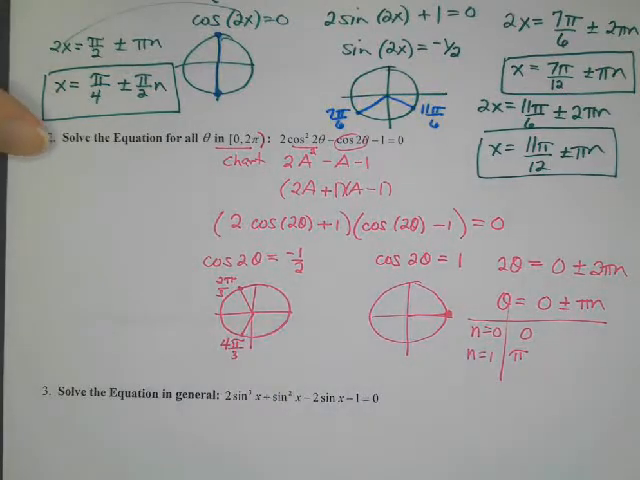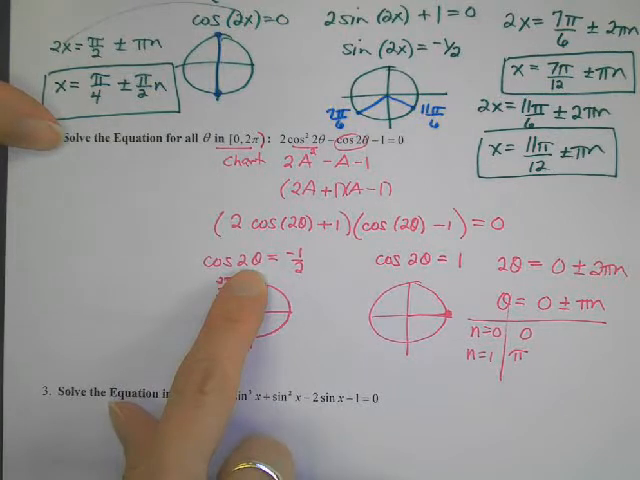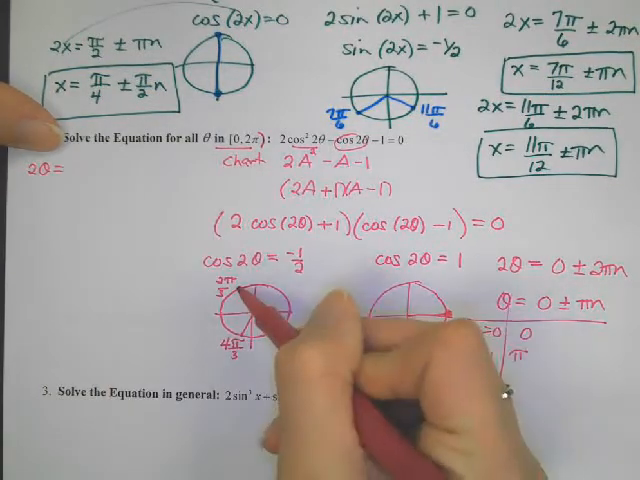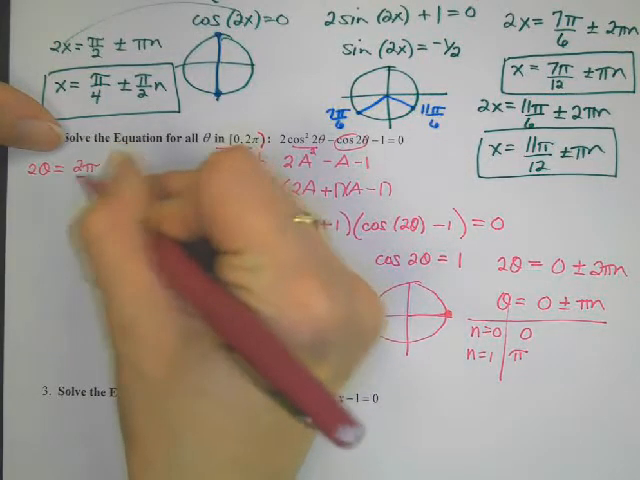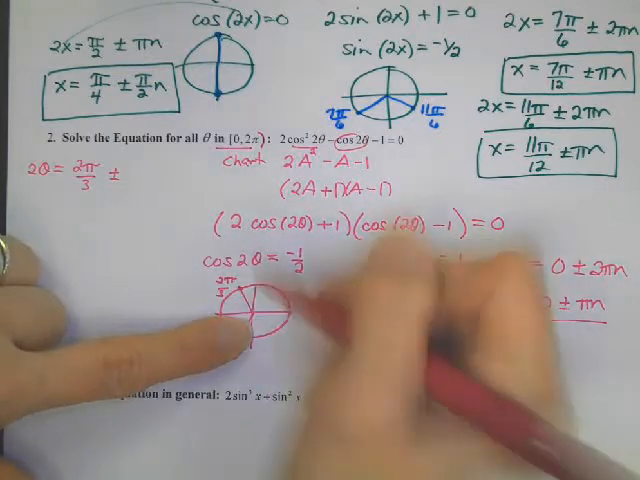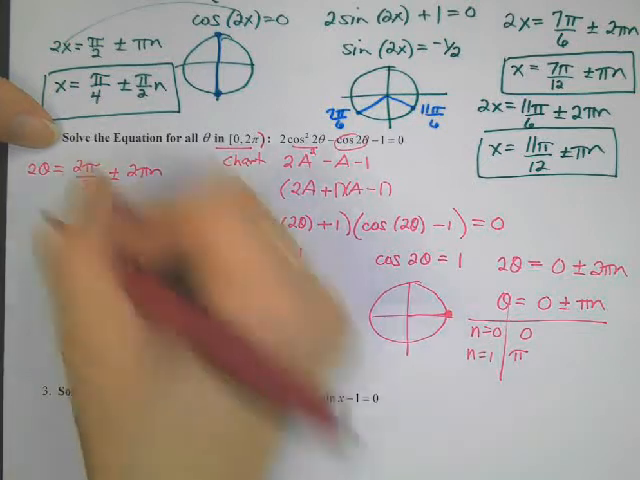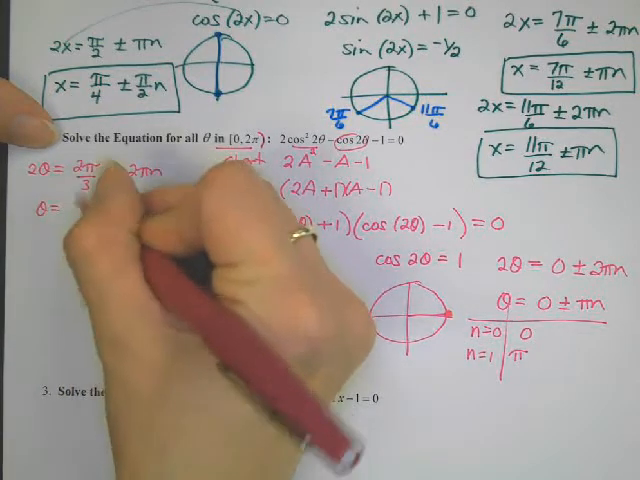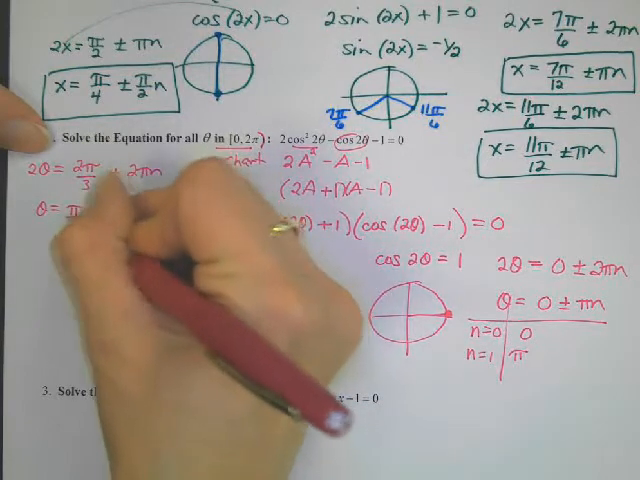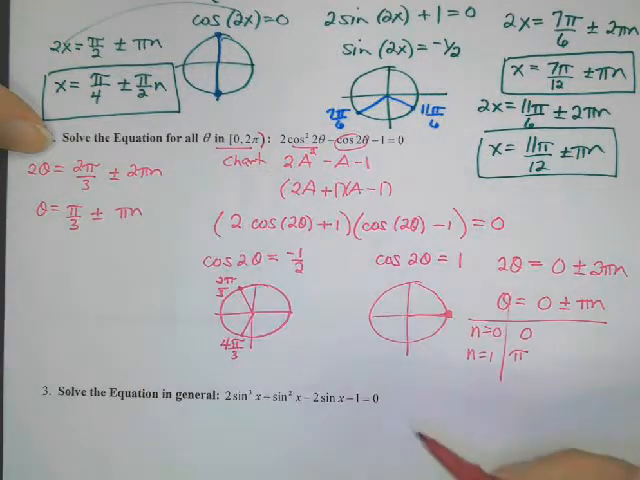All right, let's go make some equations and charts for these guys. I'm going to go way up here. The name of the angle is 2 theta. So 2 theta is at 2 pi over 3 plus or minus. We're going to have to do them separate. So a full circle, 2 pi n. Divide by 2. Theta is, cancel the 2's, 2 over 6 would be pi over 3 plus or minus pi n.